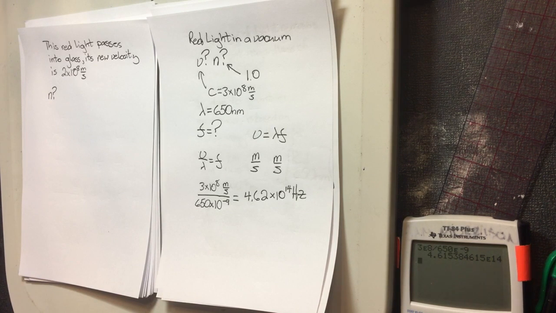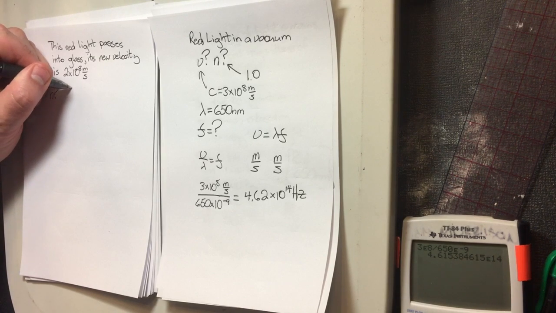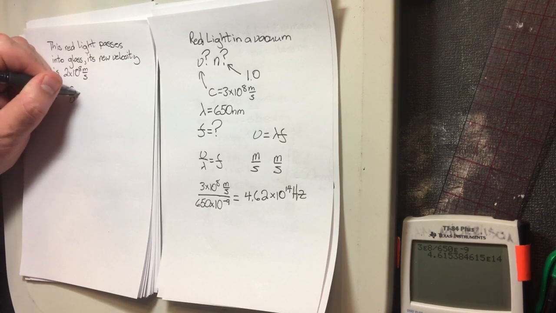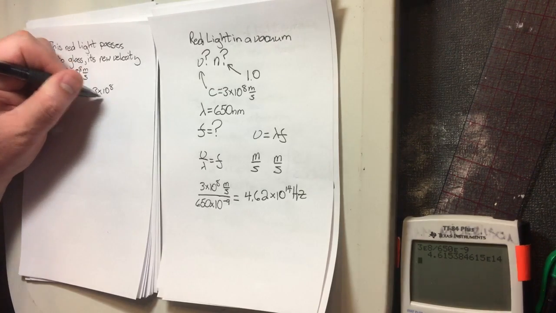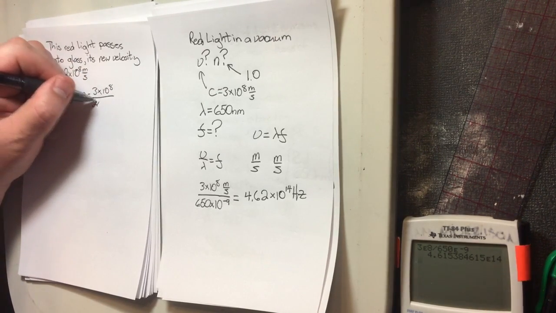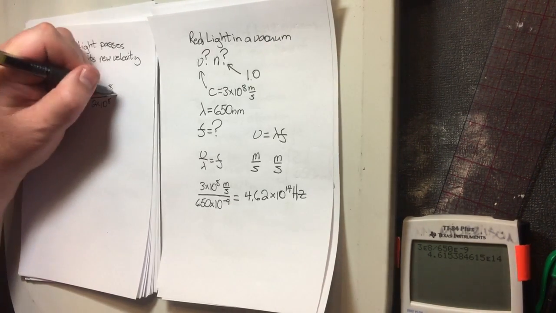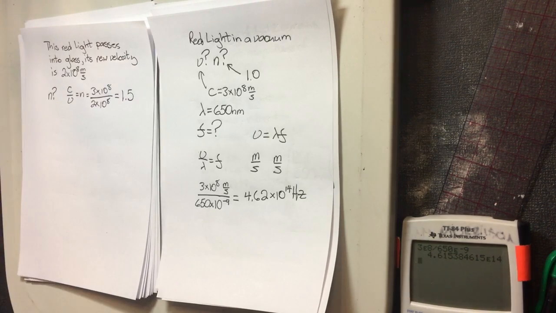Now, a lot of this, I could give you the index of refraction, or I could give you the velocity, or I could give you the new wavelength. The index of refraction is defined as the ratio of c over v is equal to n. So this is 3 times 10 to the 8th divided by 2 times 10 to the 8th. So it's equal to 1.5.